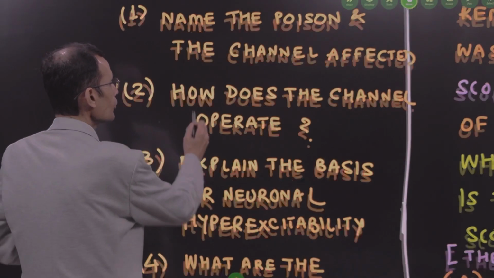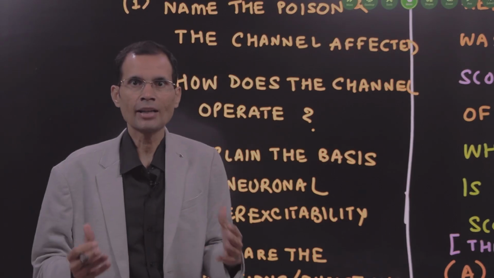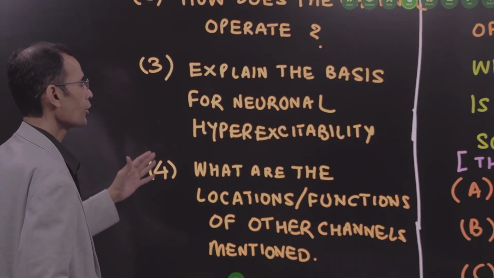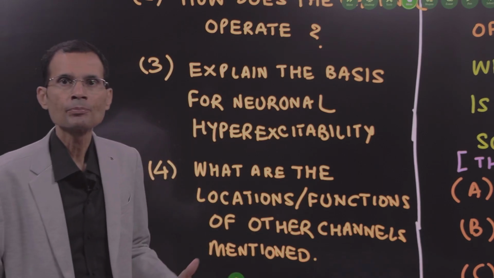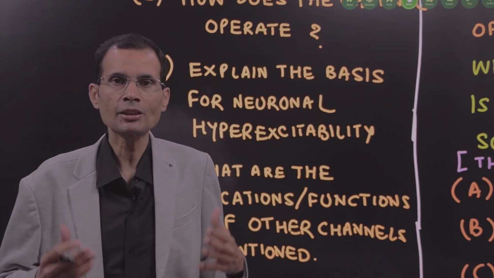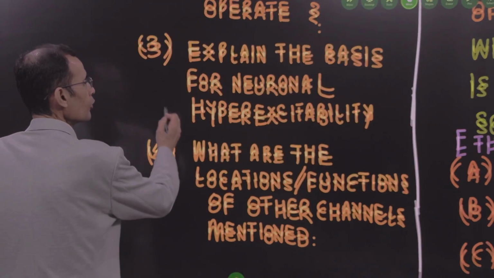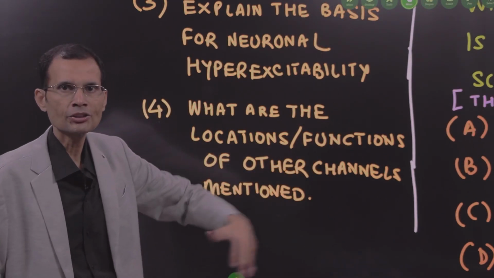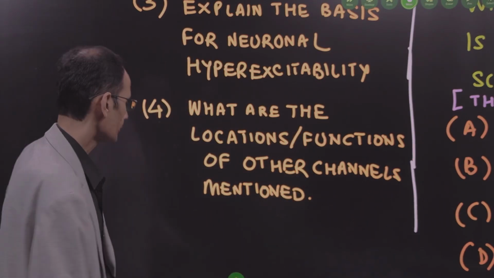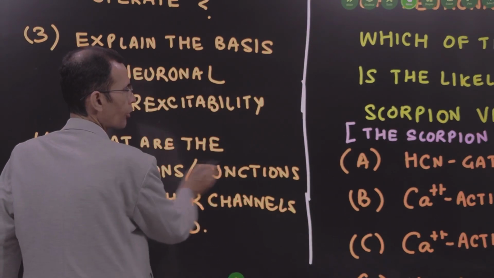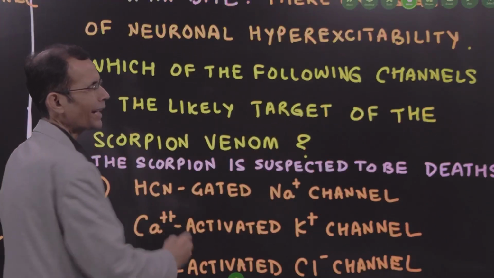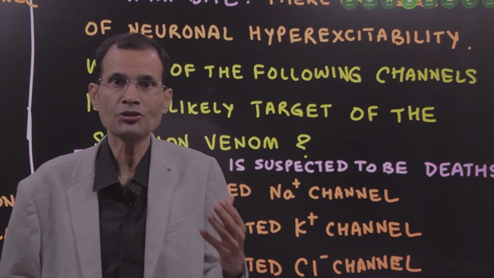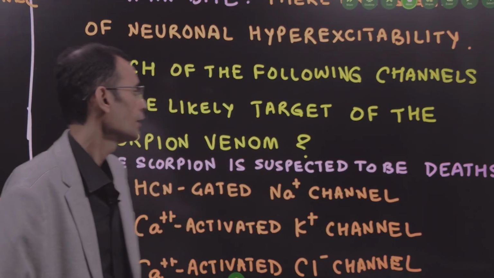And then how does the channel operate? How does the channel function? And explain the basis for neuronal excitability. What was the reason why there was spastic paralysis? And then what are the locations or functions of the other channels which are mentioned in the other options? So from the first prof point of view, it is slightly difficult, but it will be interesting because scorpion venom and the channels that you're already aware of. So let's see.